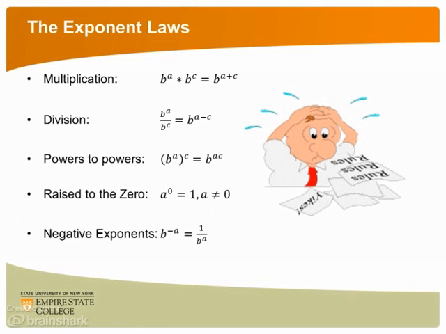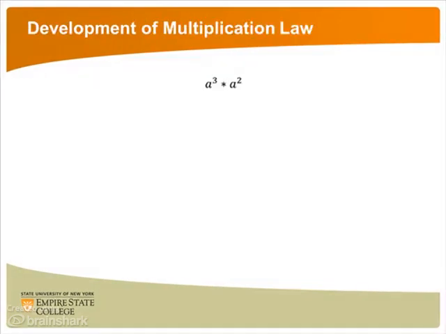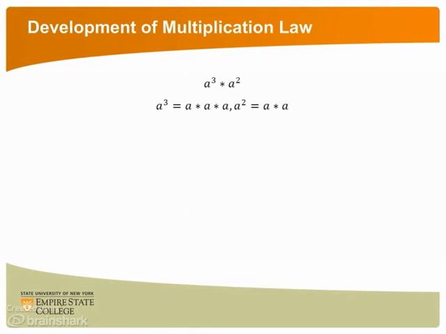Why exactly do exponents work in this way? Let's explore the multiplication law for exponents more closely. Suppose we have a to the third power times a to the second power. How can we approach this problem? Remember that a to the third really means a times a times a, and a squared really means a times a. So a to the third times a squared really means a times a times a times a times a.